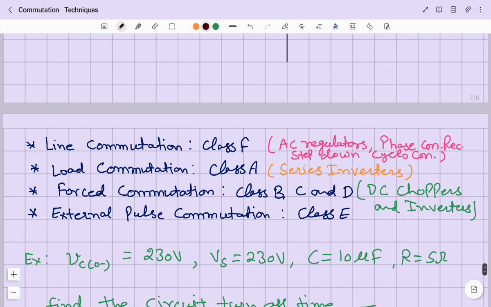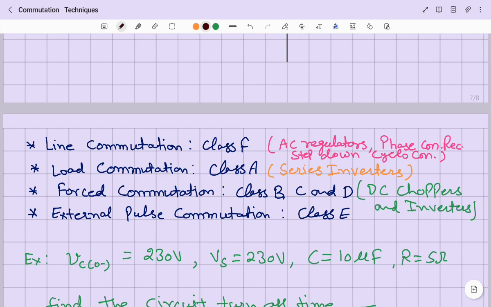So in short, we can characterize the commutations. It could be line commutation, which is class F commutation. This type of commutation is used in AC regulators, phase control rectifiers, step down cycloconverters, etc. In upcoming classes, in future units, you will study all these circuits, and you will find that line commutations are used here, right? As far as load commutation is concerned, it is used in series inverters. Force commutation is always for DC choppers and inverters, where the supply is DC.